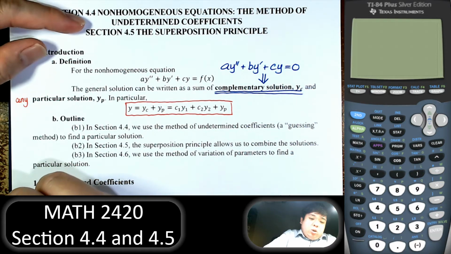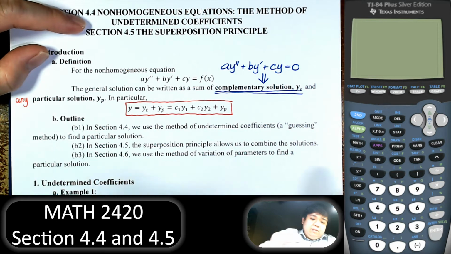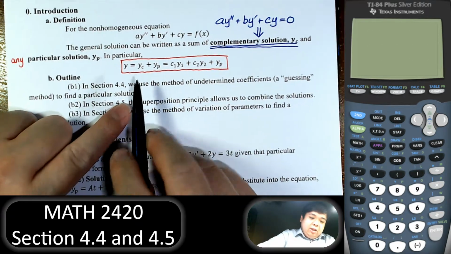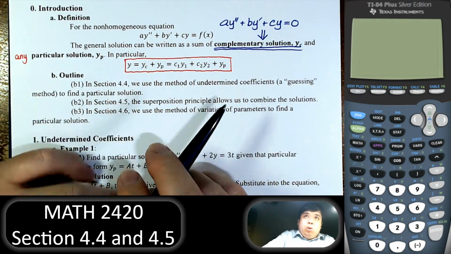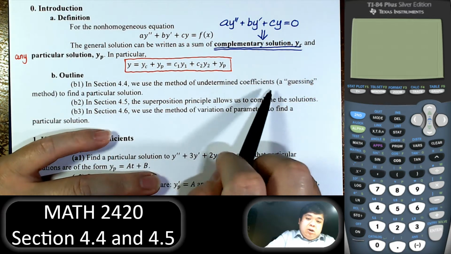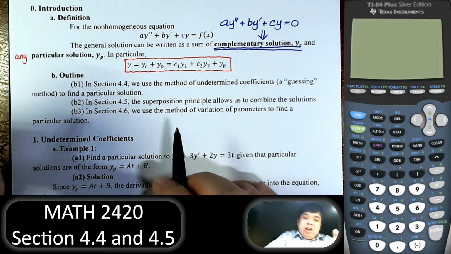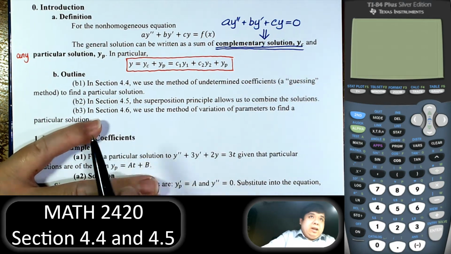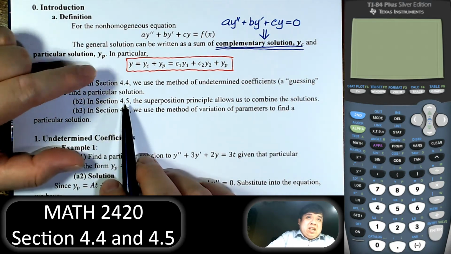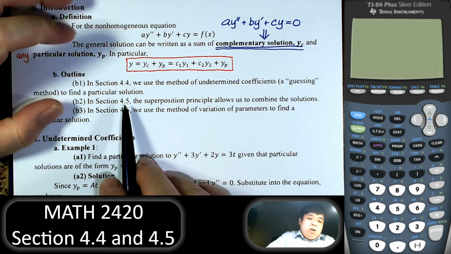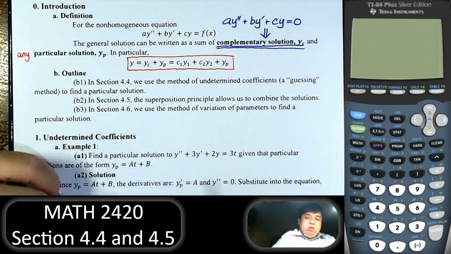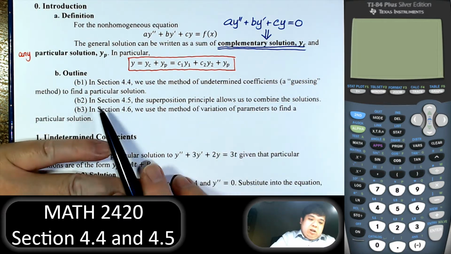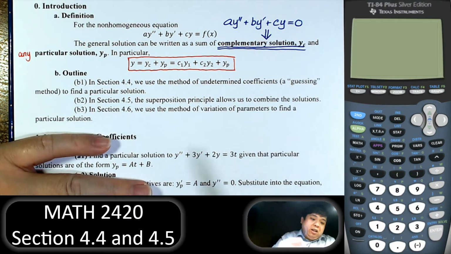The outline here: in 4.4 we use the method of undetermined coefficients. In this case, we're pretty much guessing to find a particular solution. And then 4.5 is the extension to 4.4. It just allows us to do a lot more with the guessing that we have earlier.